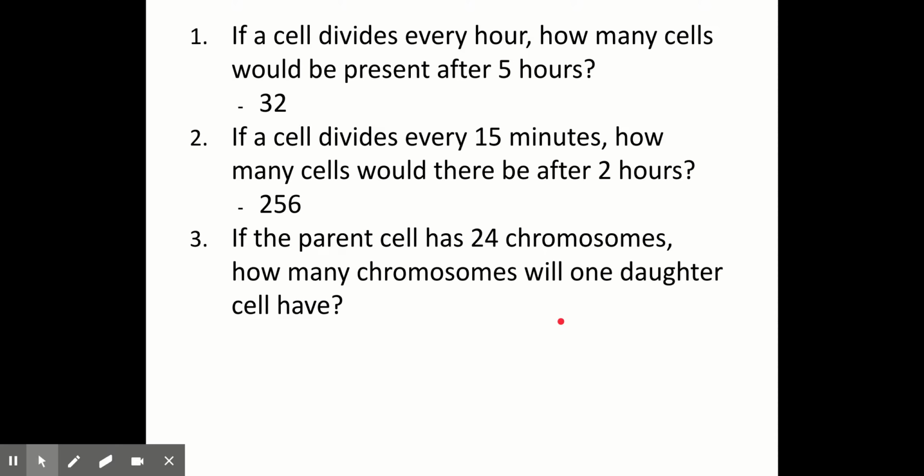If a parent cell has 24 chromosomes, how many chromosomes will one daughter cell have? Well, this is actually quite a trick question. If the parent cell has 24 chromosomes, we know that each daughter cell needs to have the exact same number of chromosomes as the parent cell so that no genetic information is lost. So the answer to this one is still 24.